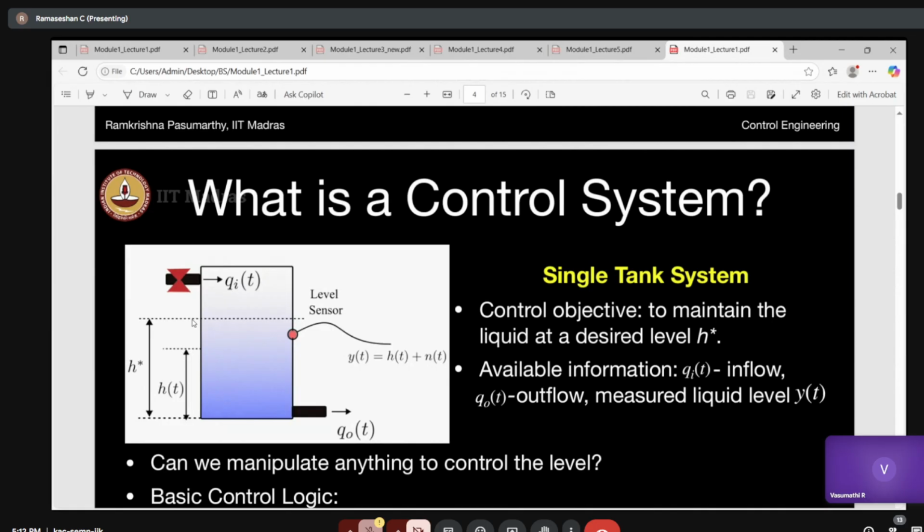Okay. And what goes in? What is the input? So the input is qi, like the water flowing inside, the water flow rate, the inflow rate and the outflow rate. Okay, so those are the inputs. What is the control signal?